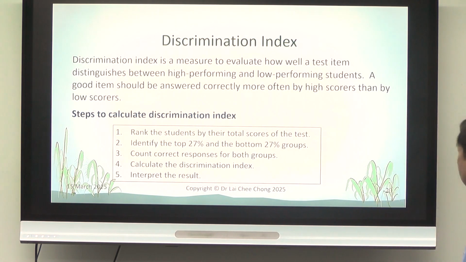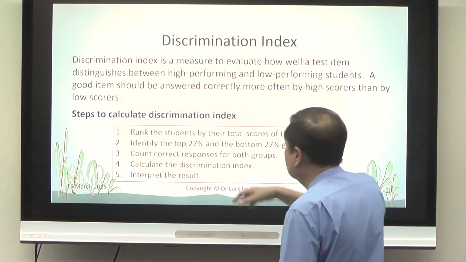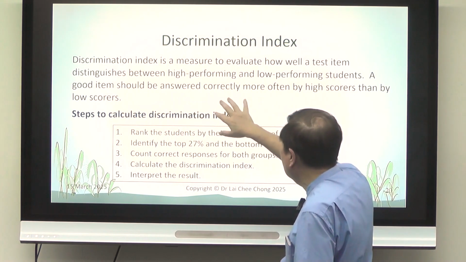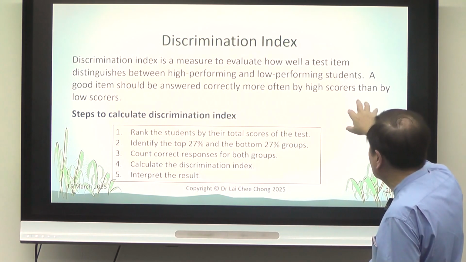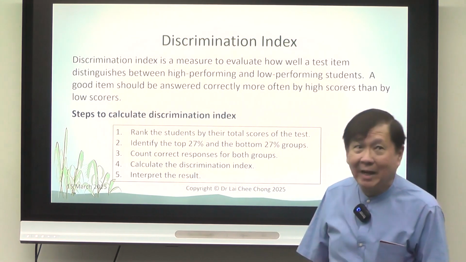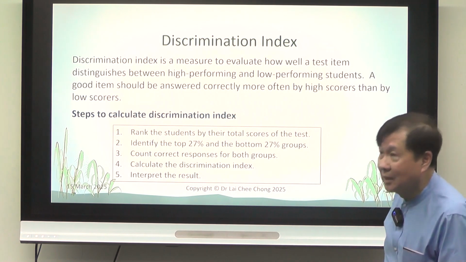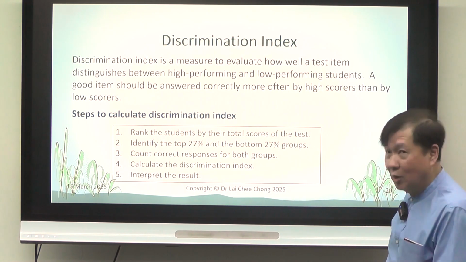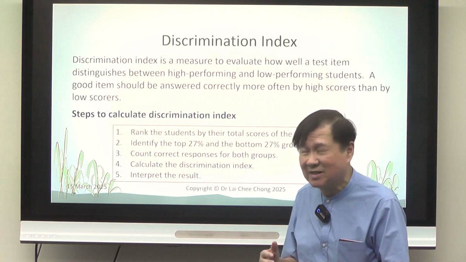Okay. So, in other words, a good test item should be answered correctly more often by the high scorers than by the low scorers. Ideally. But sometimes it may not be the case. The low may score higher than the high performer. Something must be wrong somewhere, see?